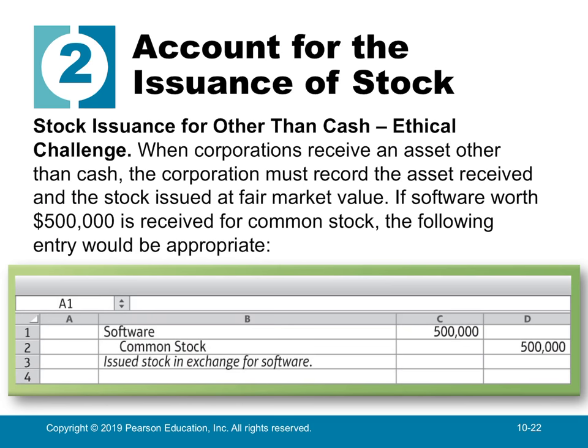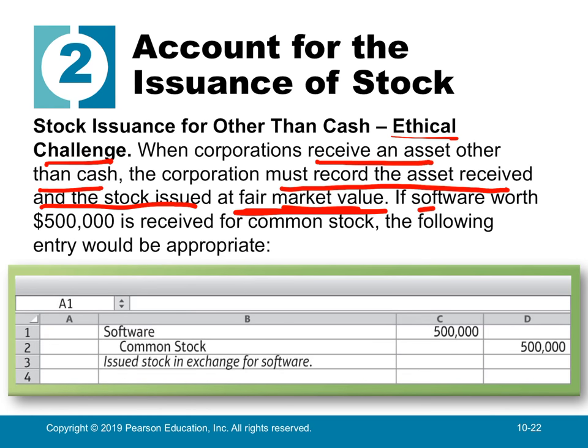So there is a little bit of this ethical challenge when you think about it. Take a moment and stop here and think about what happens when you receive an asset other than cash and you have to record the asset received and the stock issued at fair market value. What if, for example, you get software and you have to come up with how much this software is worth? Well, you can imagine it's hard to value software. You can issue it at just about any price you want.